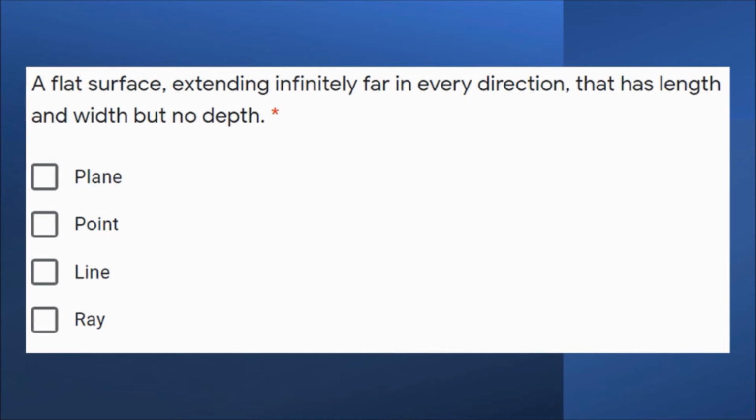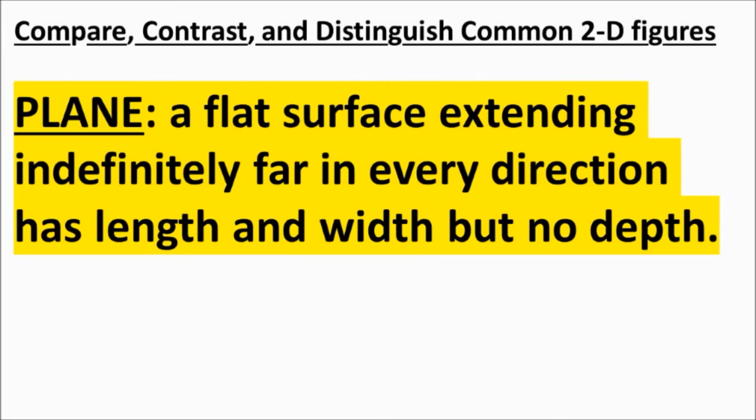Wait and see if the kids can answer. And we give them the answer, which is plane. A flat surface extending indefinitely far in every direction, has length and width but no depth. At this point you might want to use a table or a sheet of paper to show what a plane is.